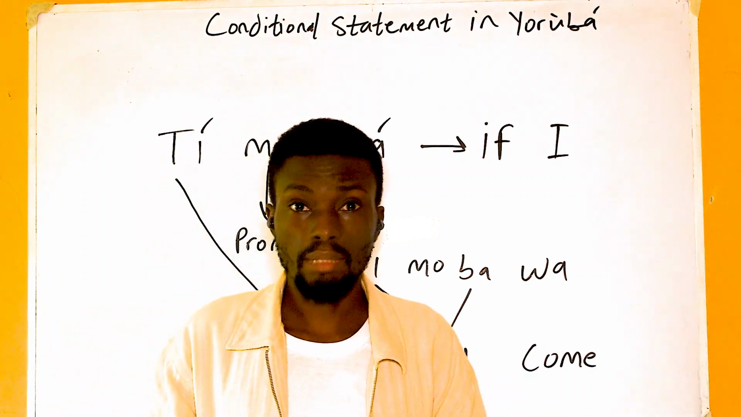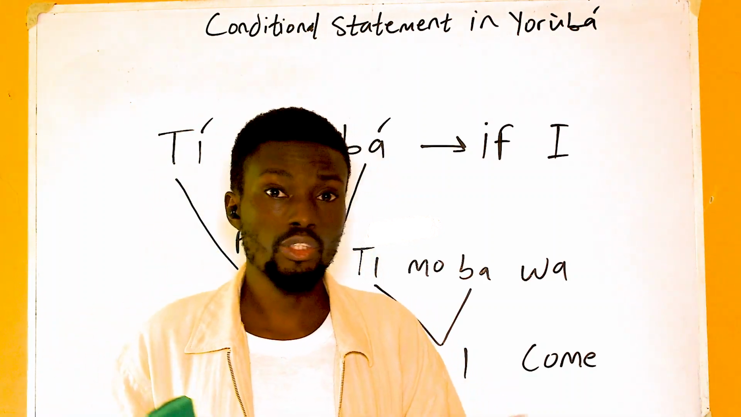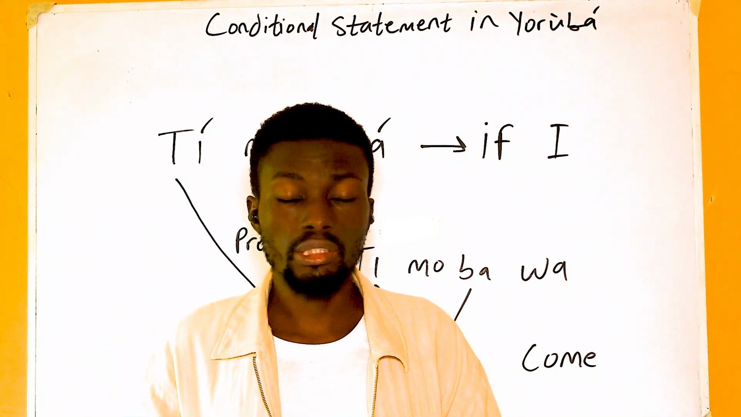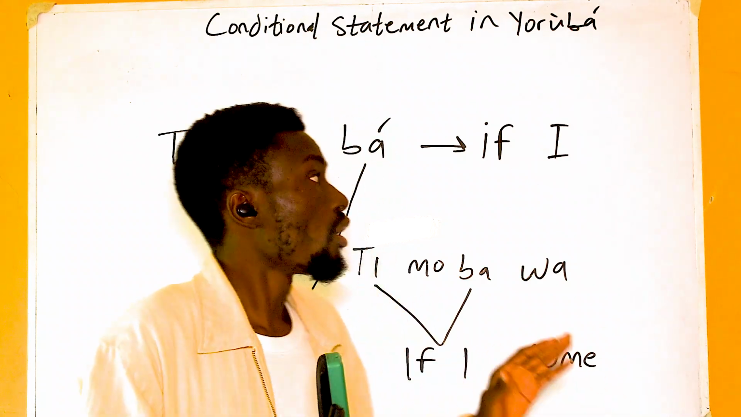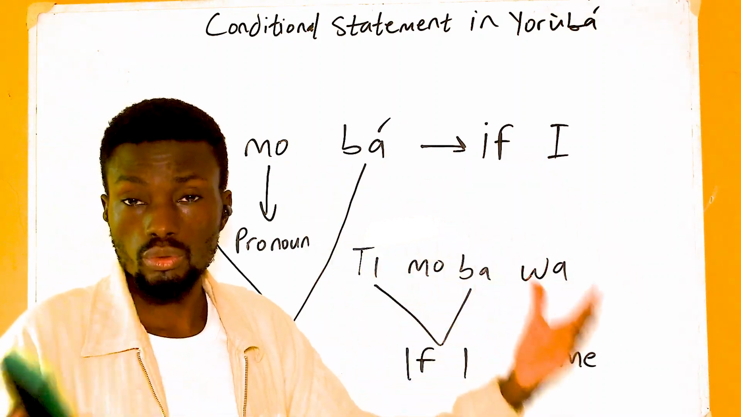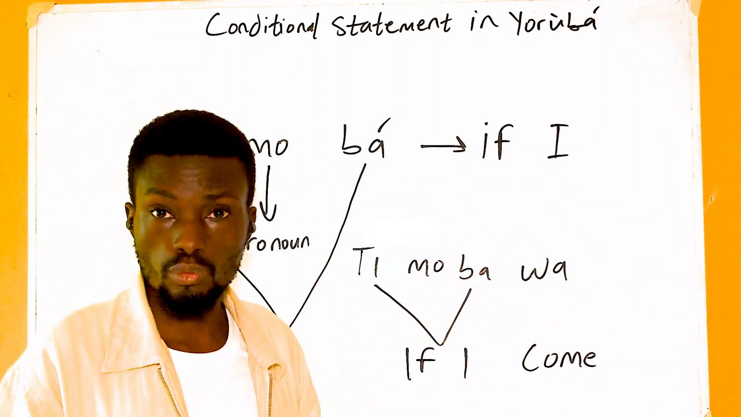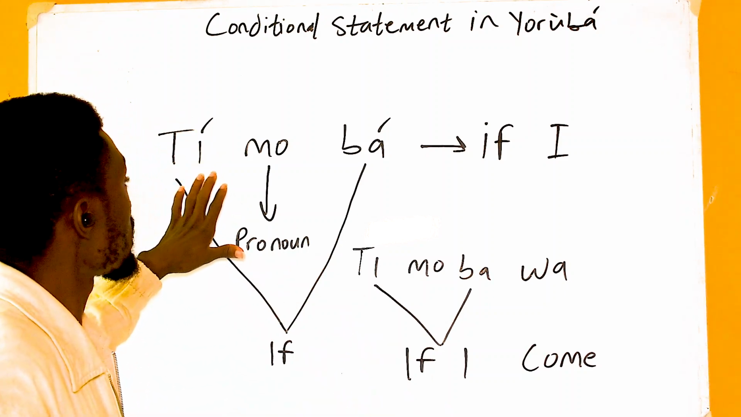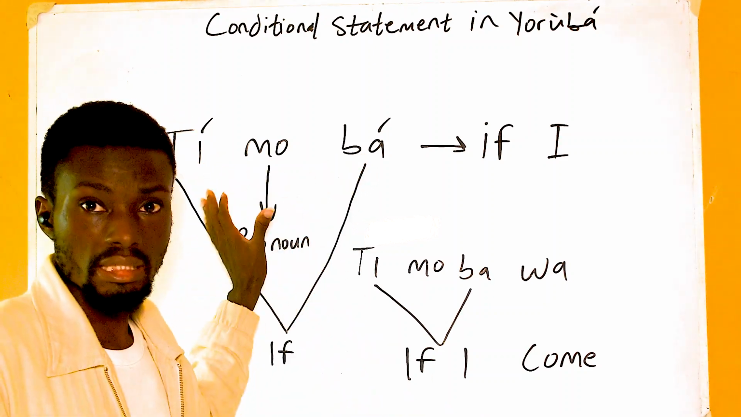In this video, I'm going to be talking about conditional statements in the Yoruba language. I'm going to be using a lot of examples that will aid your knowledge of the Yoruba language. In English, when you want to put a condition, you use "if". But in the Yoruba language, "if" is actually "ti mo ba".